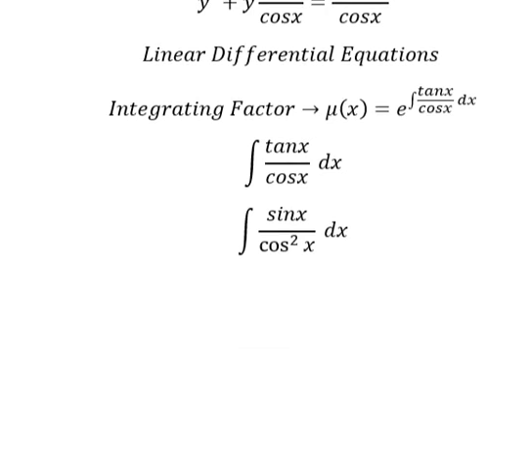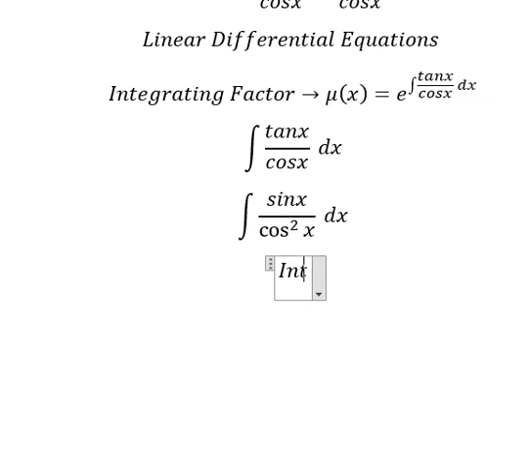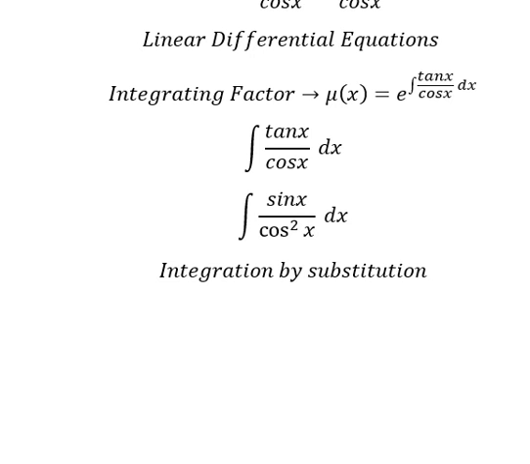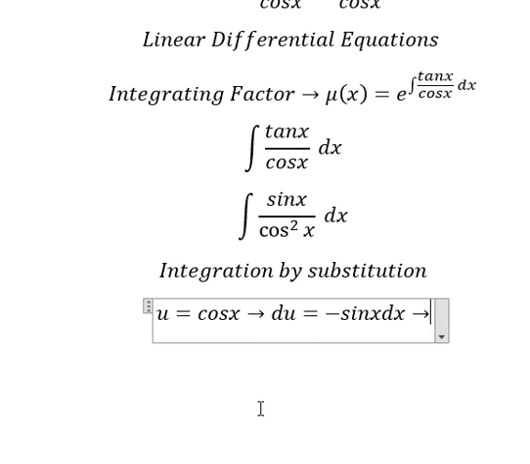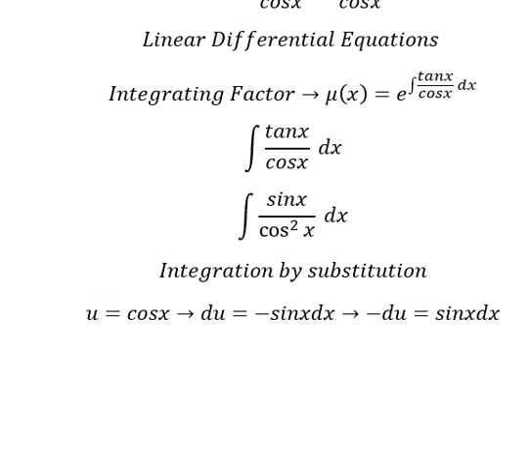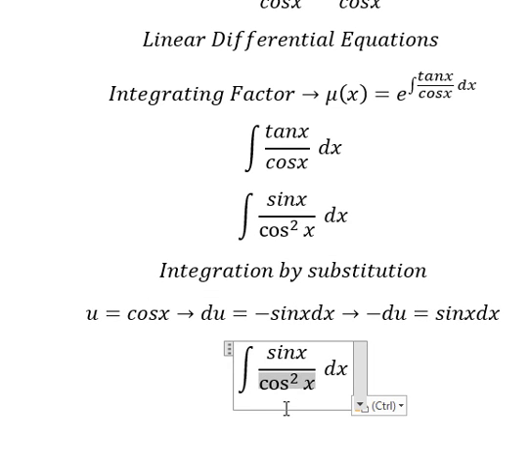Next, we need to use integration by substitution. So I will put u equals cosine x. Later, we take the first derivative of both sides, and we have negative sin x dx. Because we don't have the negative sign in here, I will move this one to the left. This one we change for u. Sin x dx we change for negative du.